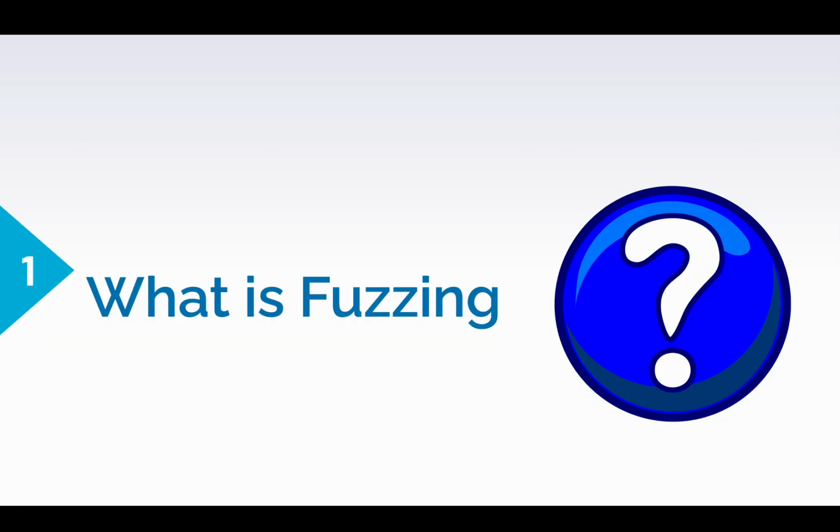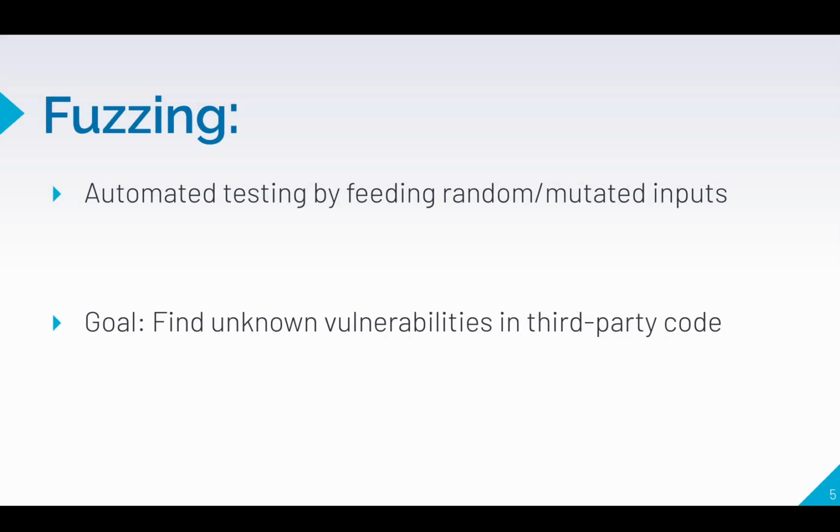So let's start. What is fuzzing? Fuzzing basically is an automated testing technique where we feed random or mutated input to a program in an attempt to discover unknown vulnerabilities. It is commonly used to test third-party code, and it is an effective way to find bugs, memory leaks, and other vulnerabilities.